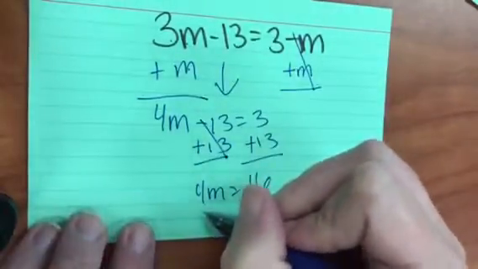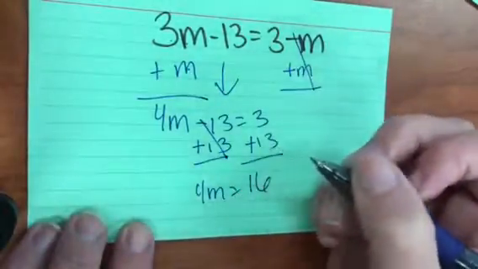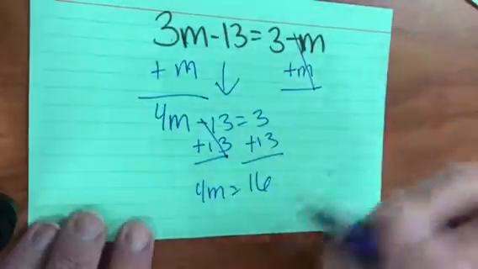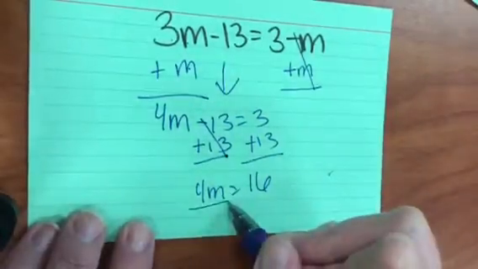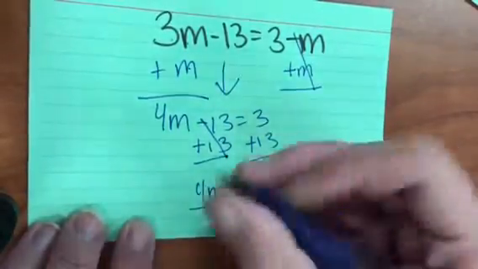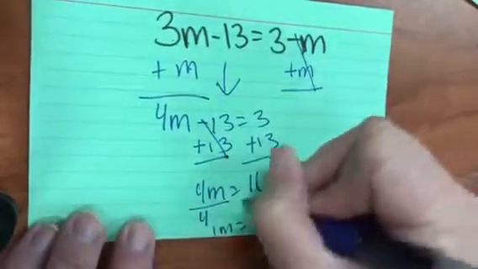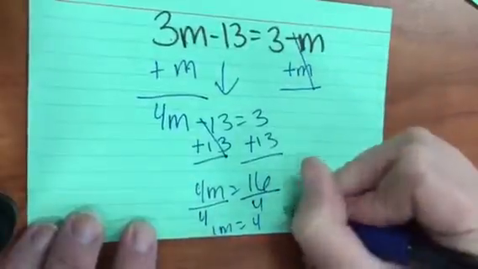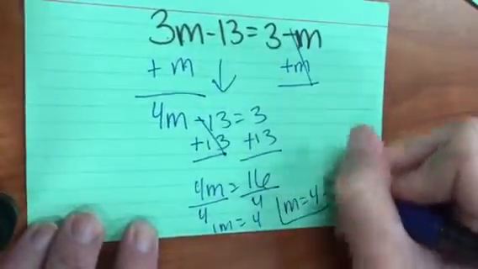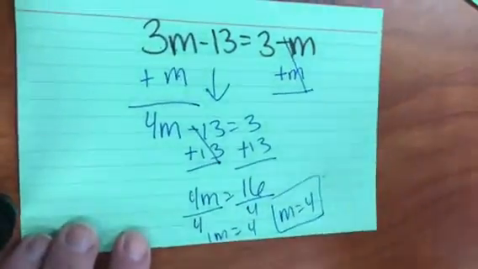Now I have to do the opposite, the inverse operation, to make my variable single by multiplying or dividing. I'm going to have to divide because this is the inverse of multiply. So 4m divided by 4 is 1m. 16 divided by 4 is 4. So m equals 4. Plug it into your calculator, check, make sure it works, and it should.